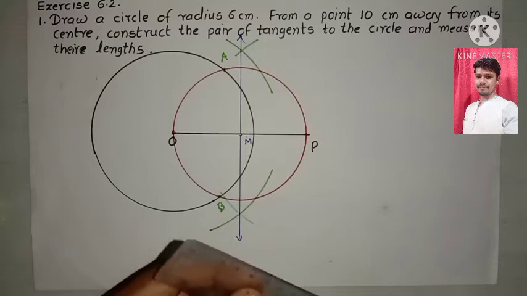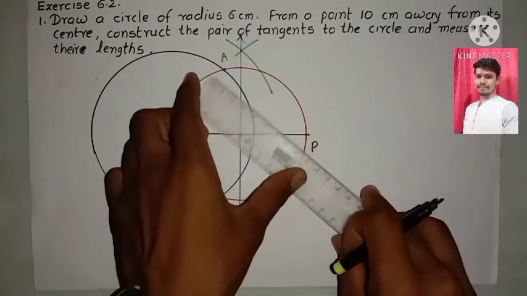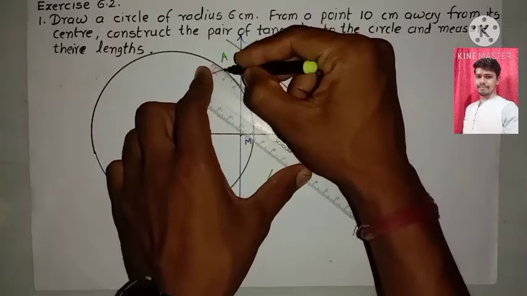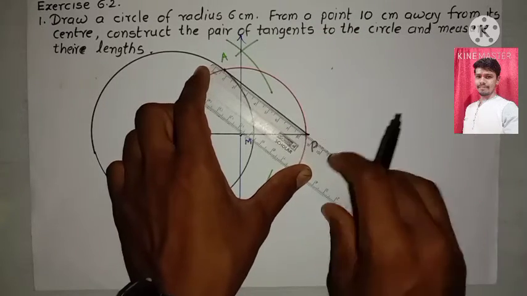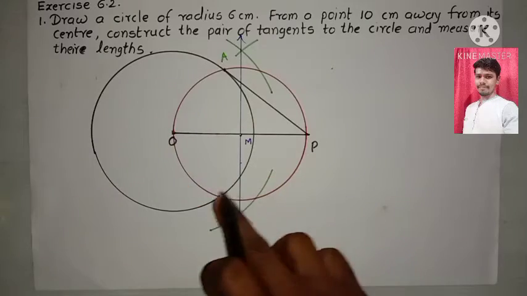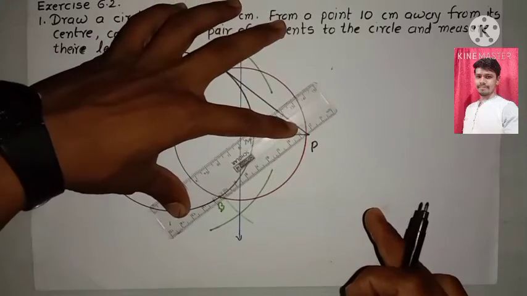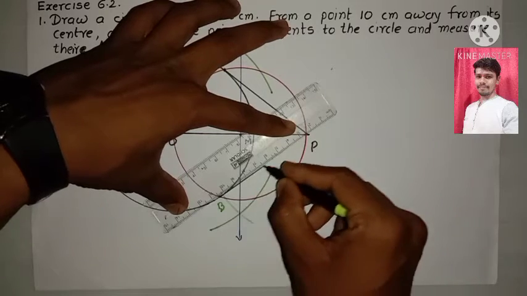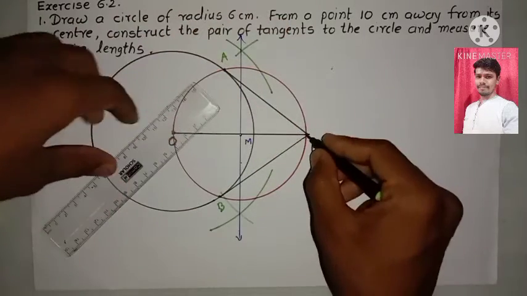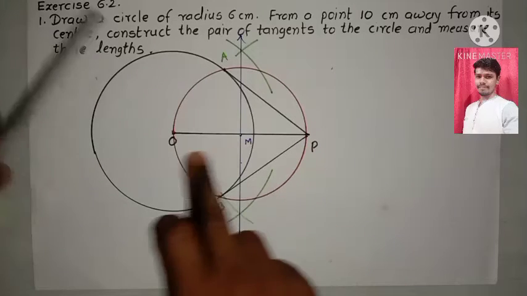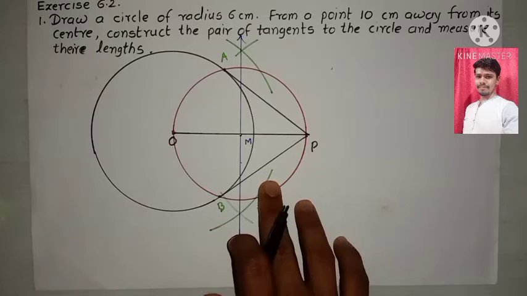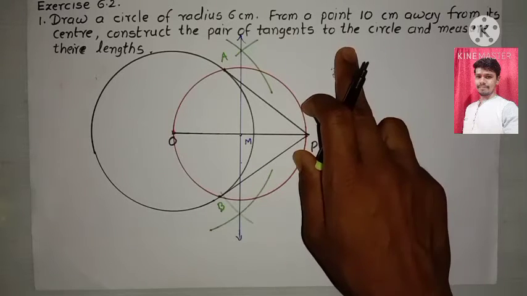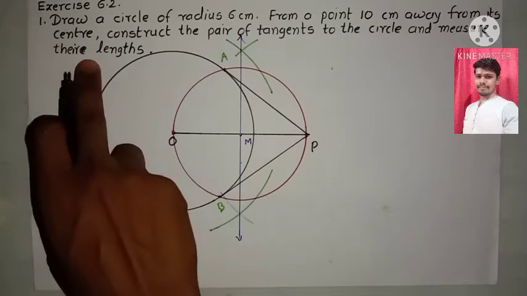In step 7, take a scale and join P and A. Similarly, join P and B. These are the required pair of tangents through the external point P to the circle with center O, which is the required construction for this question. The question then continues to ask us to measure their lengths.